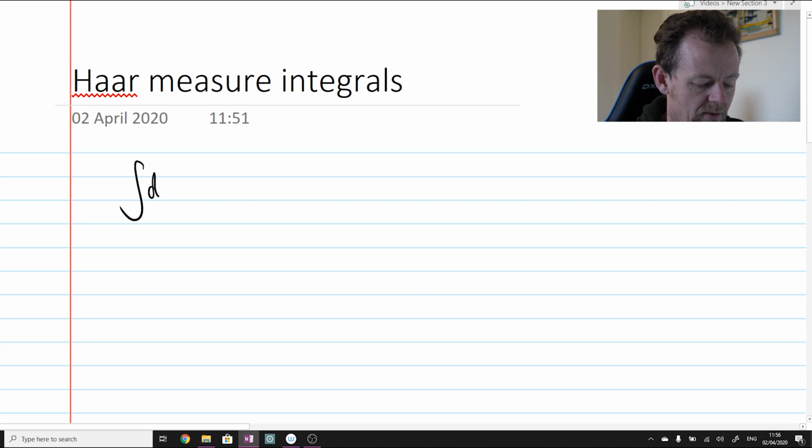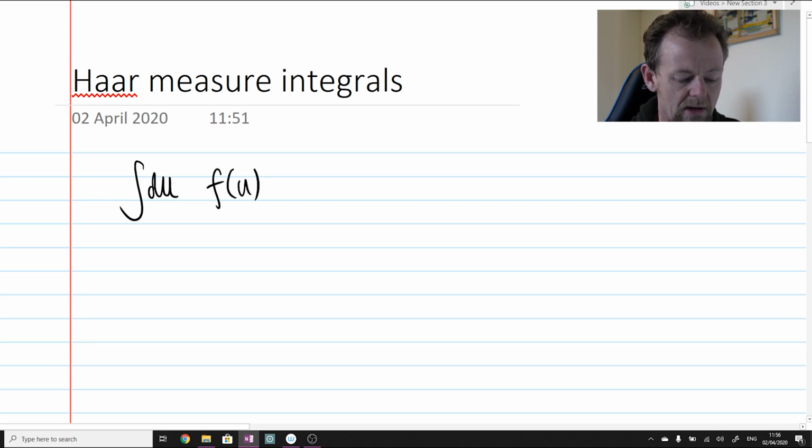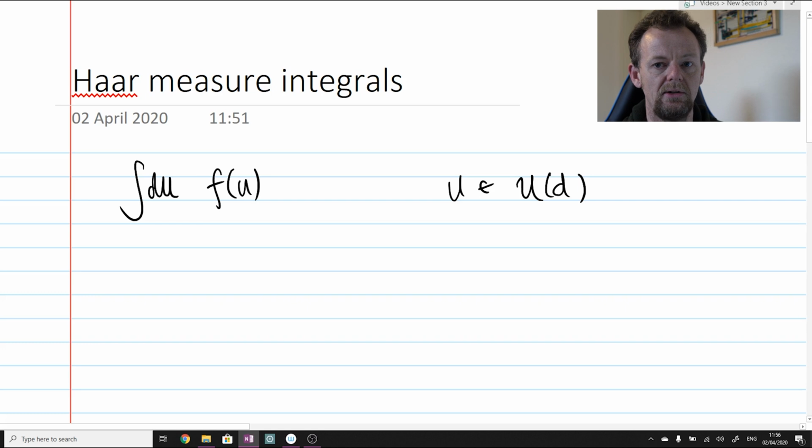So the topic for today's video is the Haar measure, and in particular the Haar measure over the unitary group. So the Haar measure over the unitary group is usually written as the integral du of some function of u. Here u is an element of the unitary group of d by d unitary matrices.